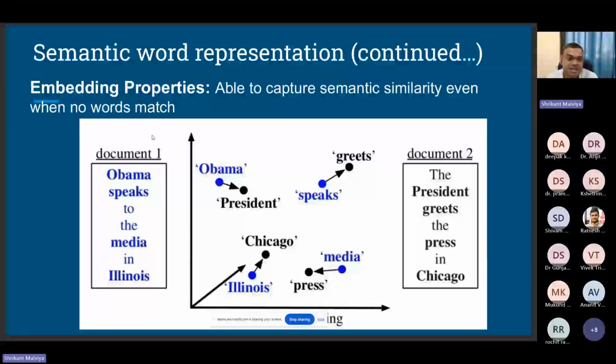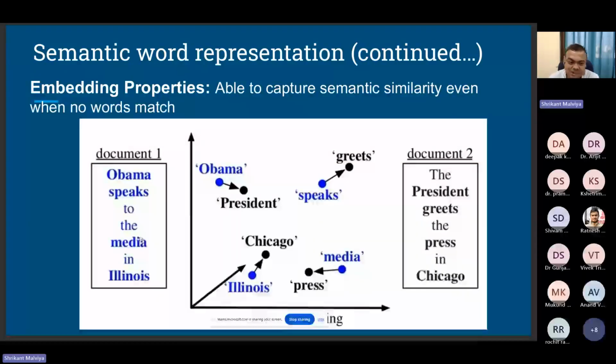This is one of the very important characteristics of semantic word representation. If two documents don't carry any overlapping words, but they are semantically close to each other, their semantic representations will also be closer. Suppose in document one, the words are "Obama speaks to the media in Illinois," and in another document, "The president greets the press in Chicago."